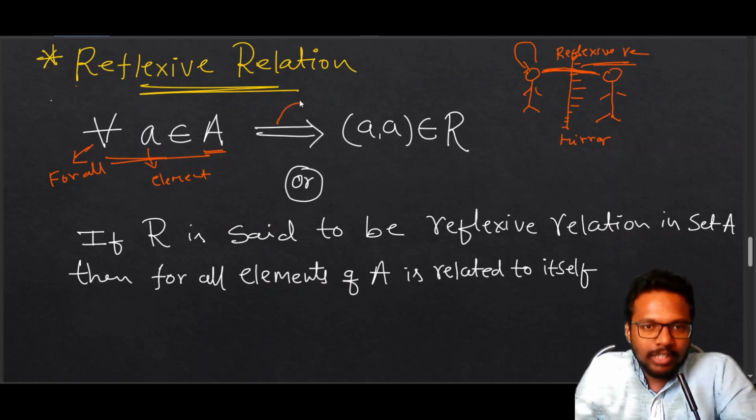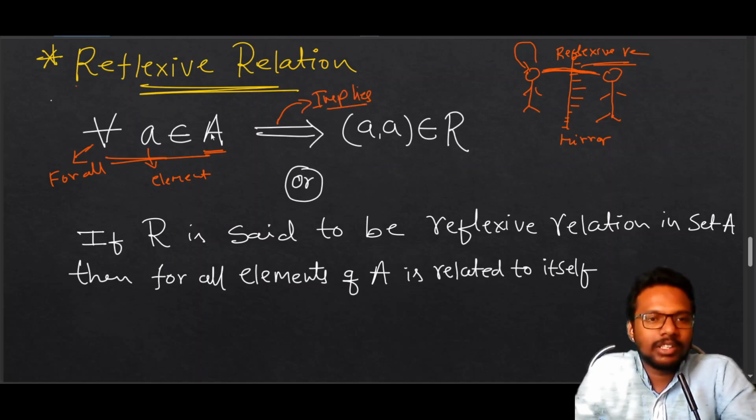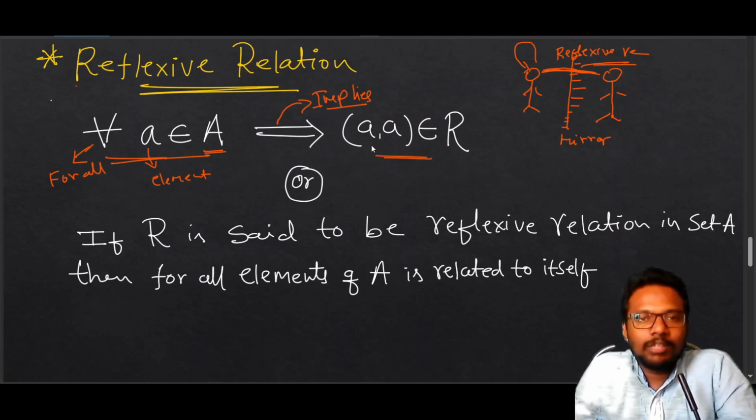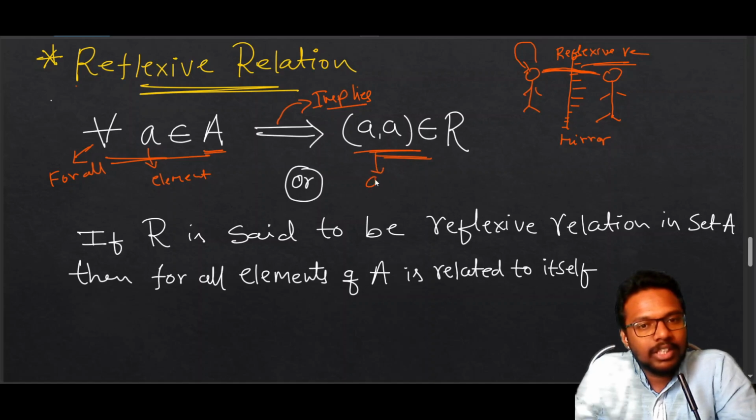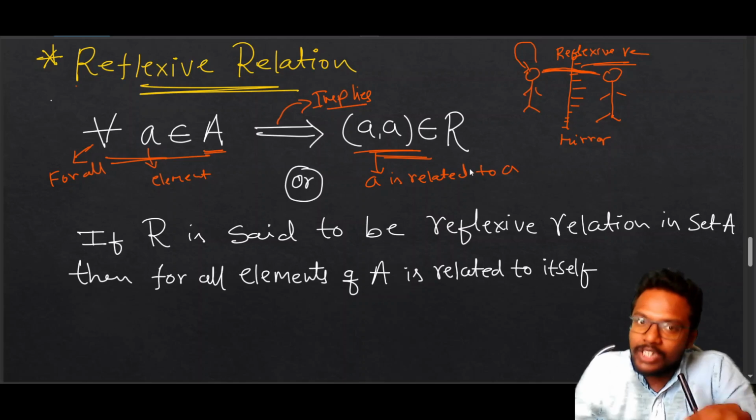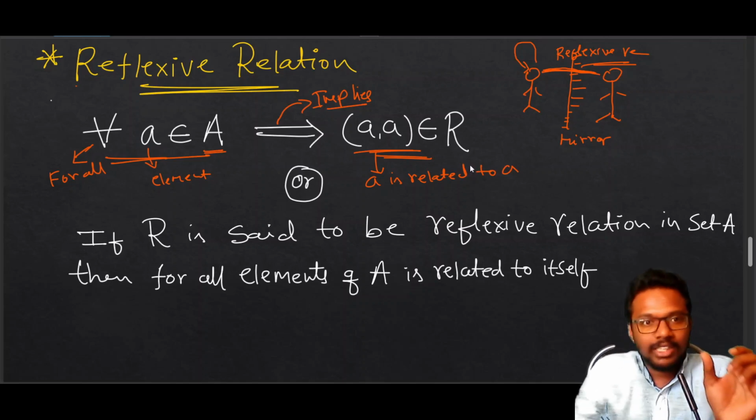This symbol is nothing but implies. Implies means the left side part, for all a belongs to A, moves forward to this condition. Now this condition is nothing but the ordered pair (a, a) belongs to R. We already know that the ordered pair (a, a) means a is related to a itself. That is the basic meaning of reflexive.